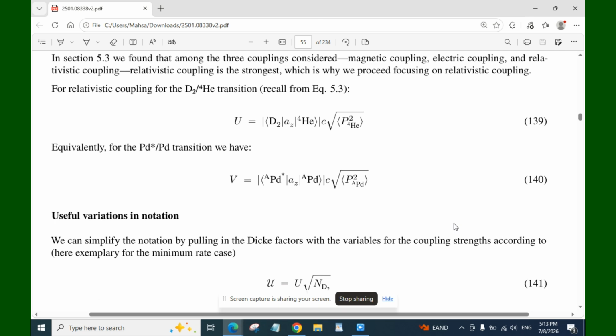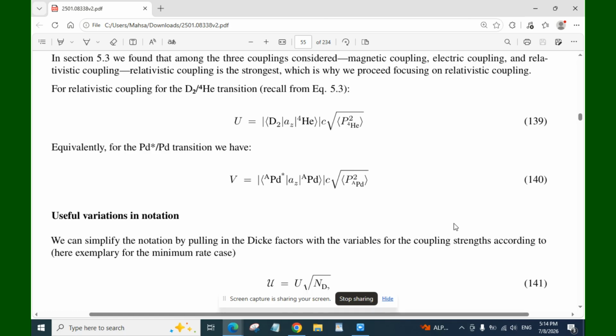U is equal to absolute deuterium I z helium-4 C square root palladium helium-4 to the power of 2. Equivalently, for the palladium star per palladium transitions, we have V is equal to absolute palladium star absolute AZ absolute R multiplied by C square root P palladium to the power of 2.